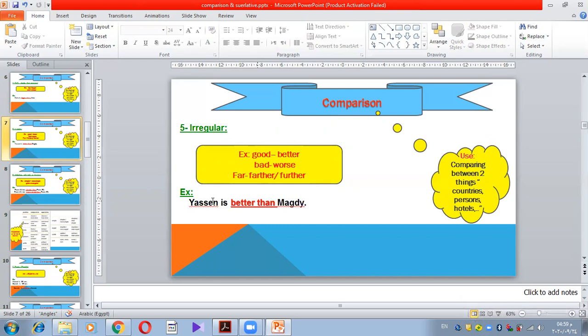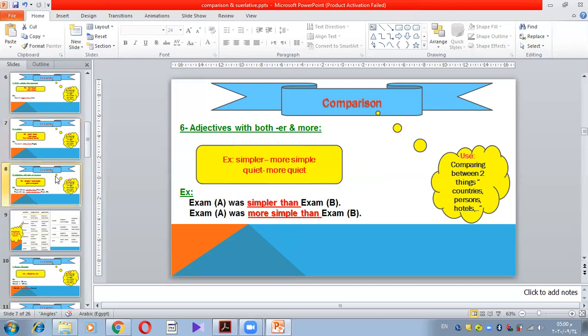So if I have two persons, Yasin and Magdi, Yasin is better than Magdi. So better than. Better is the comparative form for what? For good. Okay? Rule number 6.